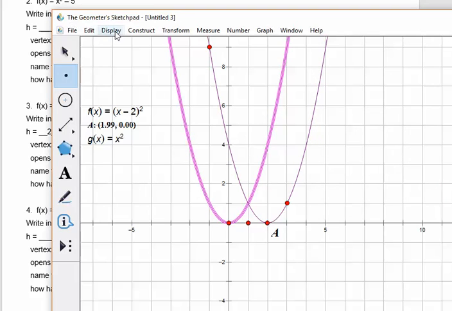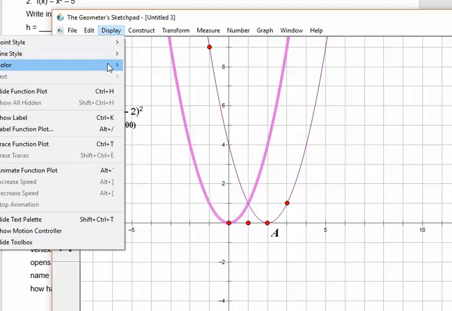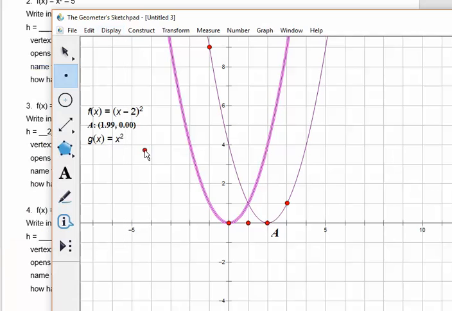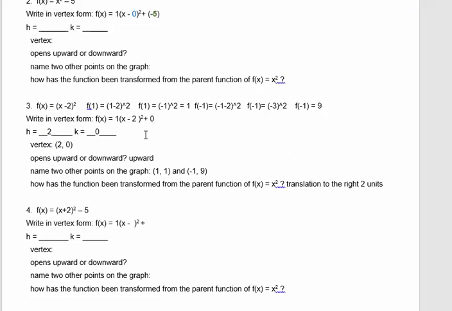And there's the parent function. If I start with the parent function, which is the black one that I just graphed, did my function f of x equals (x minus 2) squared move over, translate over to the right 2 units? Well, yeah, it sure does look like it moved over to the right 2 units. So therefore, it looks like I have all the parts of my answer correct for number 3.